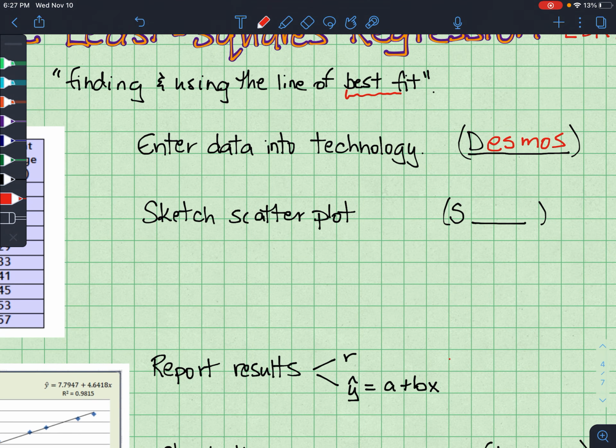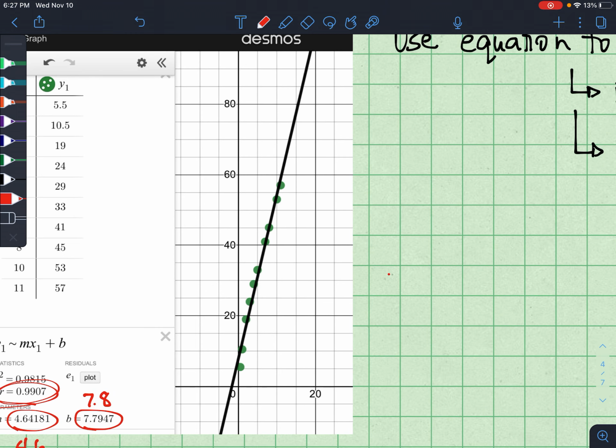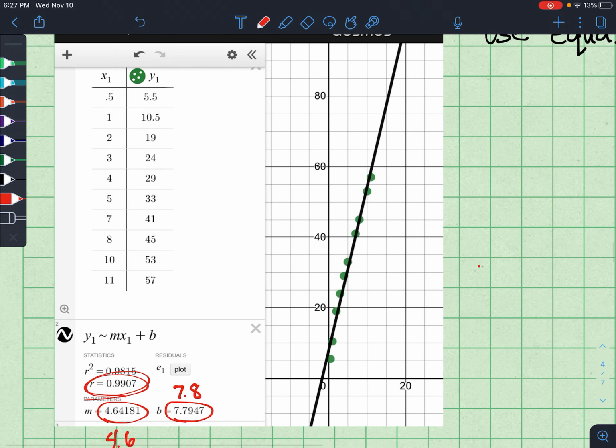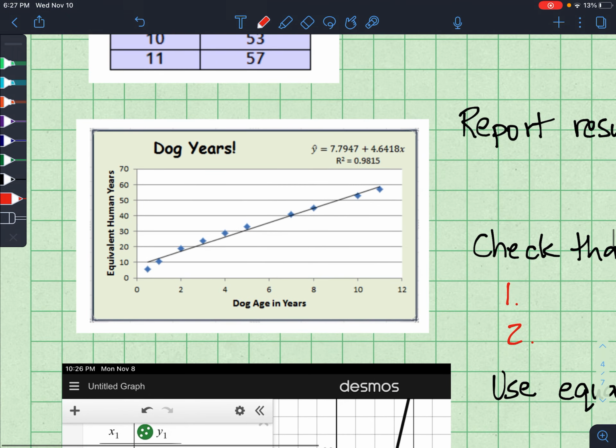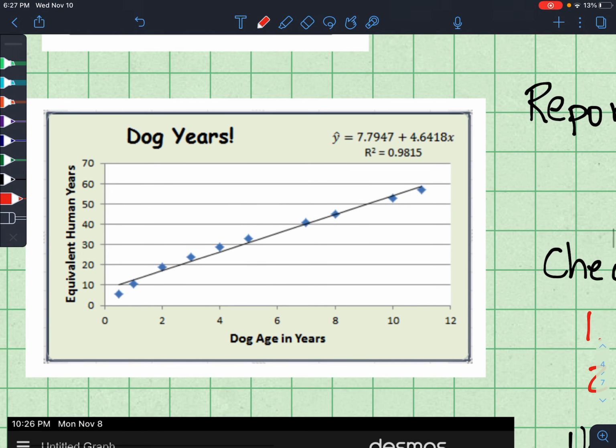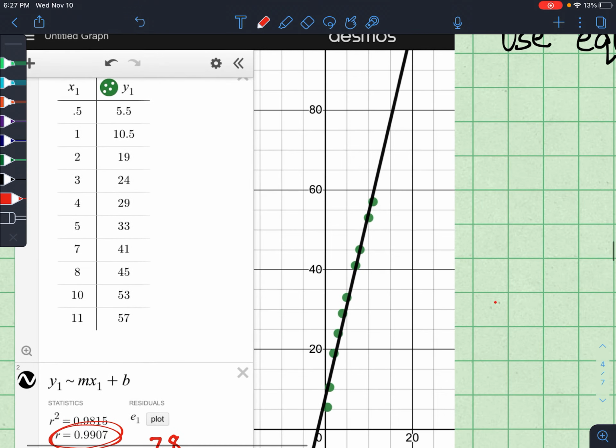All right, next, once the graph is done, it's going to give you a picture. Desmos might look something like this when I enter the data for the dog and the human years. The one that's provided to us looks like this. It's a little bit flatter. The axes have been adjusted. So create a sketch, doesn't matter which one you choose. Don't bother with a line, just the dots, okay?